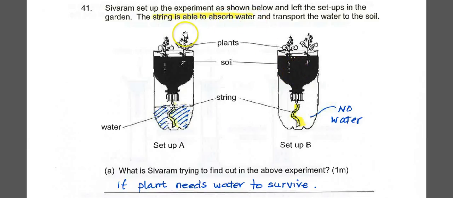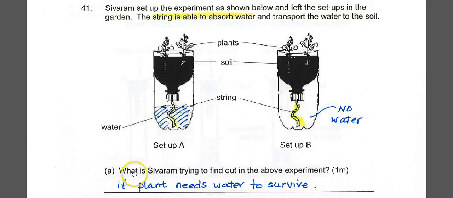Now, for this case, the plant will have air, food, and water to grow, right? But setup B will have no water, although it should be able to make some food, and it has air. Okay, but without water, it may not last, or it will not last for long.